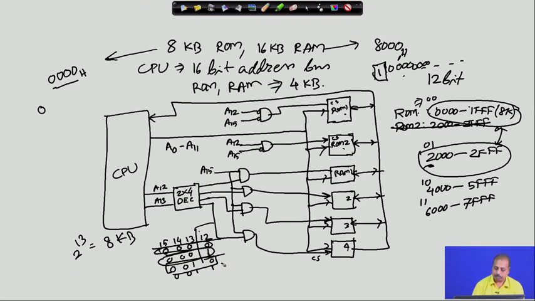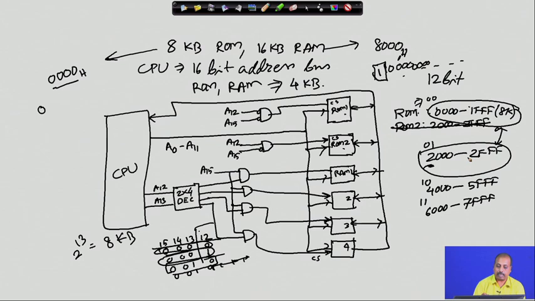It can go up to all ones values. So, that way it can go up to this 2FFF configuration. This way this ROM chip and RAM chip can be connected.